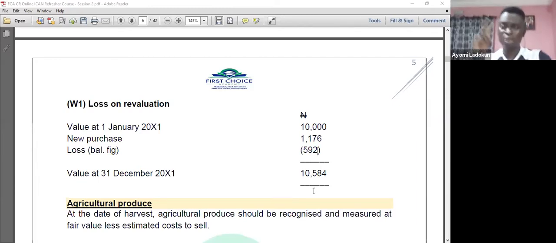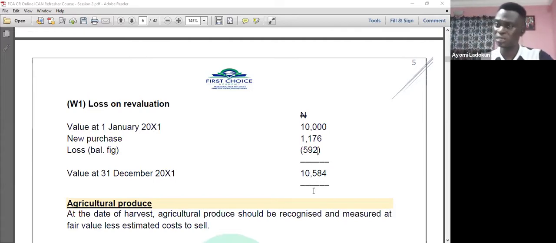Okay. Now, number 2 is bearer plants. That's number 2. So what happens? Bearer plants are used to grow agricultural produce for more than 1 year. Listen up, bearer plants are used to grow agricultural produce for more than 1 year. For example, tea bushes. I've told you, I'm not a farmer, so I'm just trying to explain.